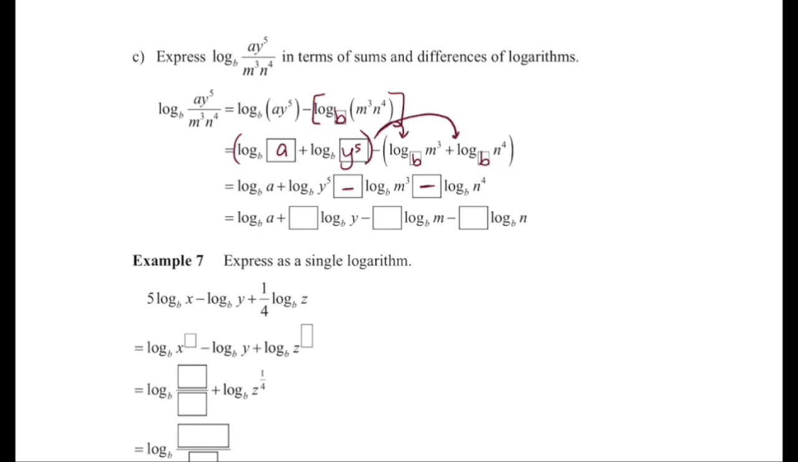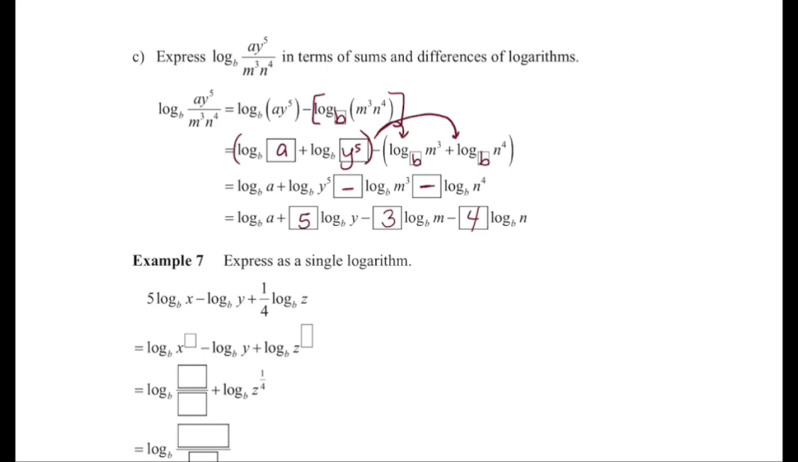And finally, using our power rule, I'll still have log base b of a plus 5 times log base b of y minus 3 times log base b of m minus 4 times log base b of n. None of our logarithms are the same, so we have to keep them here. We have to keep them expanded, but there's nothing that we can combine. There's no like terms. Let's go backwards.